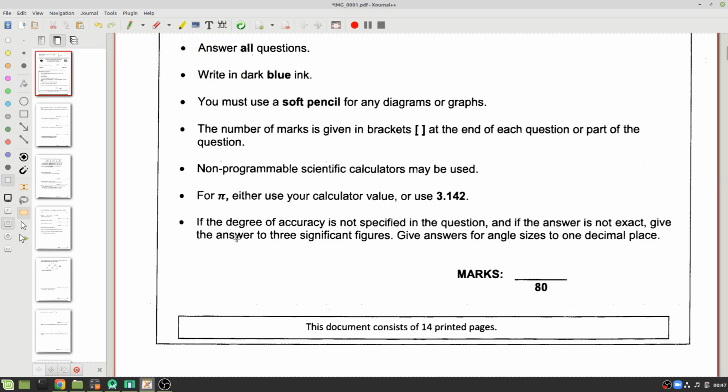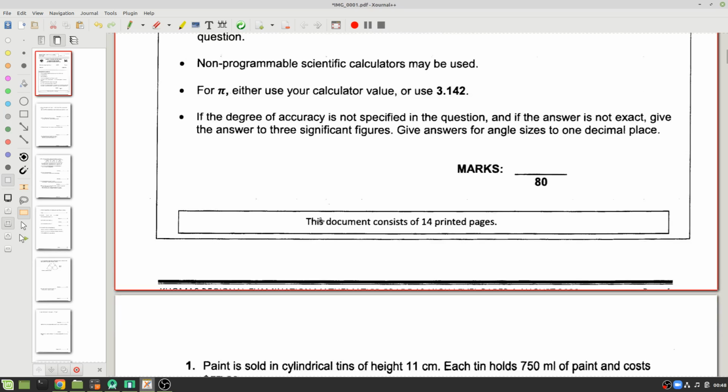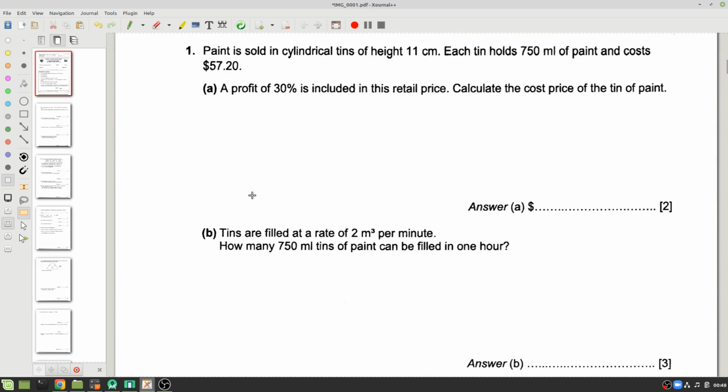And if we want to work out something with pi, we can either use pi on the calculator or we can use 3.142. And the important part that we need to take note of is if the degree of accuracy is not specified in the question, and if the answer is not exact, give the answer to 3 significant figures. Or give the answers for any angle to 1 decimal place. So this is what we have to take into account if they don't tell us exactly what they want in the question itself. Let's start with question 1.